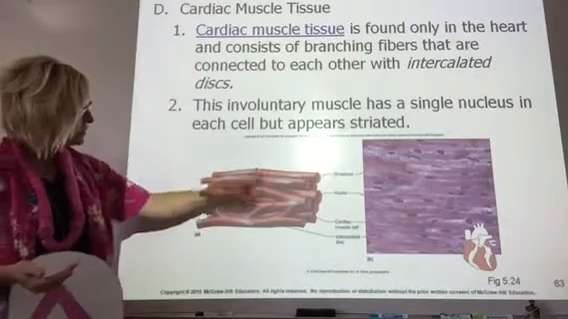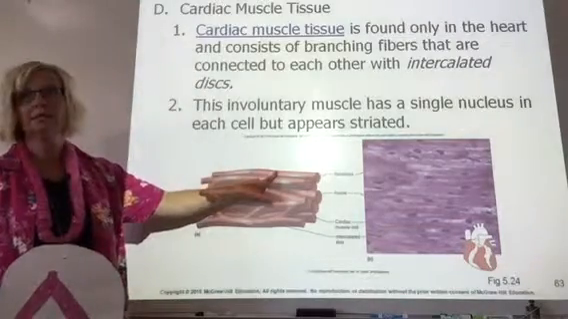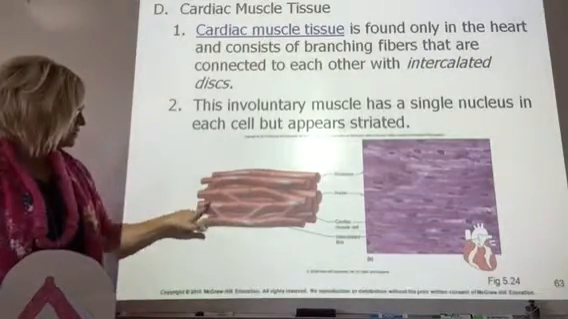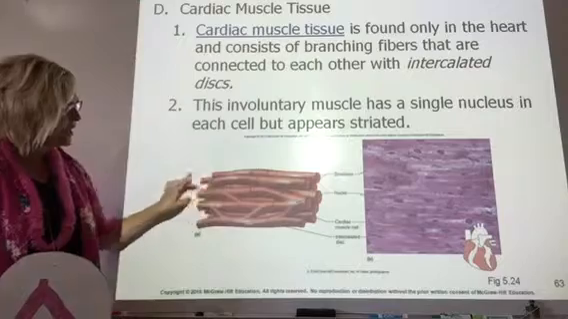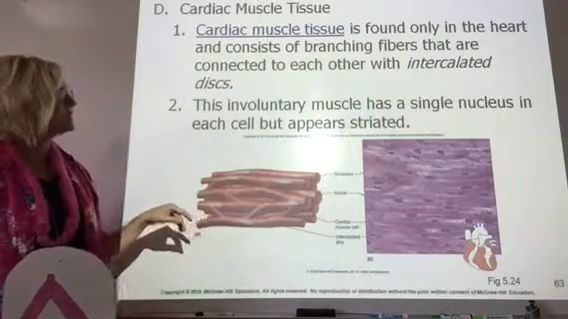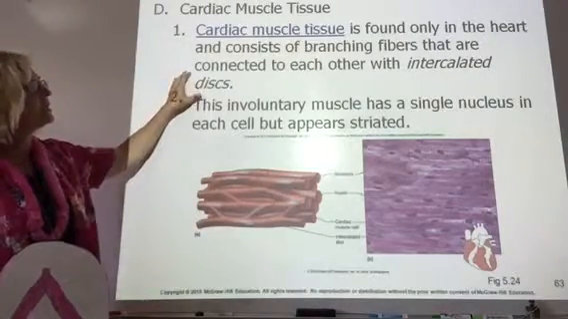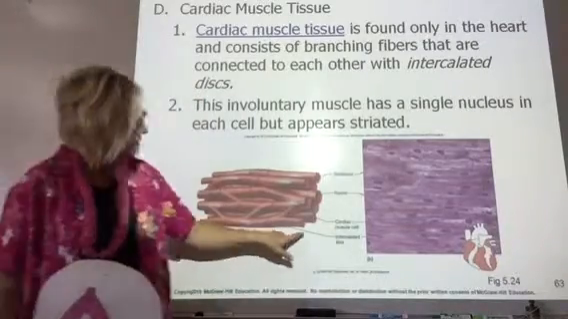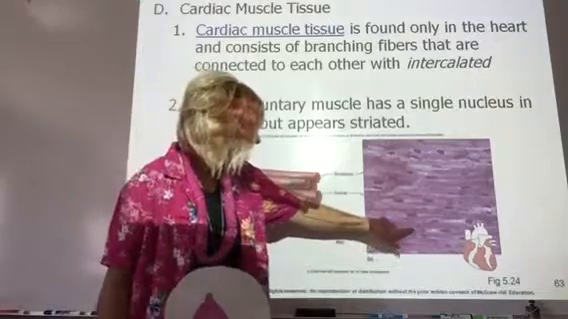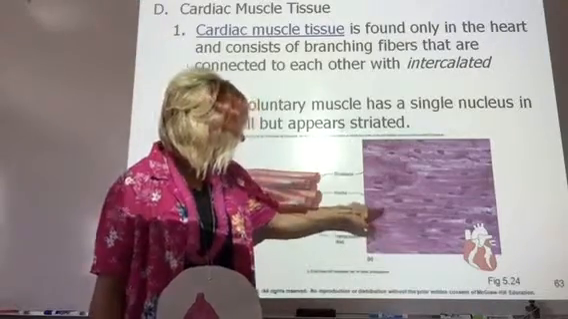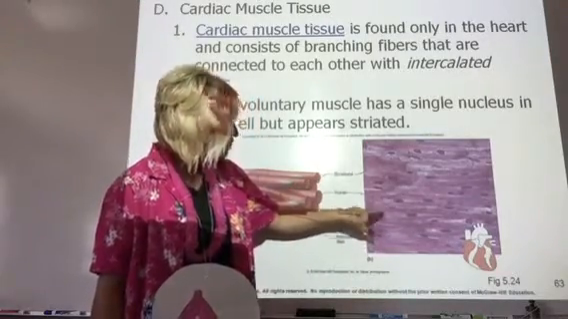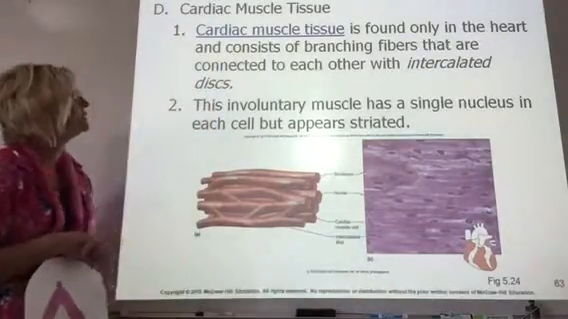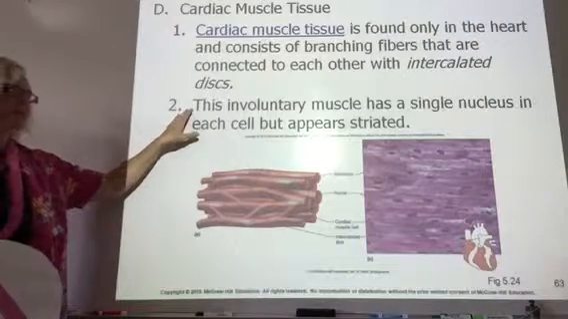It has branching fibers, so here you'll see striations again, similar to your skeletal muscle. It's a little bit more interconnected. It's not quite so nice and straight like your skeletal muscle. The cells are connected with each other by these discs, intercalated discs. If I look on a microscope, it almost looks like a little dark branch, and that's where those discs are located. Here again, involuntary muscle.